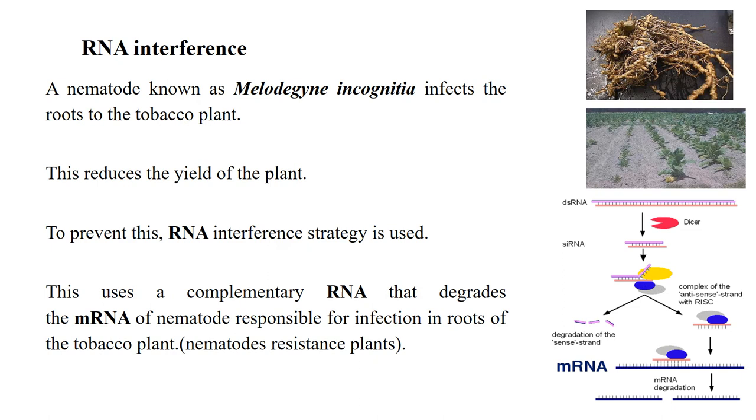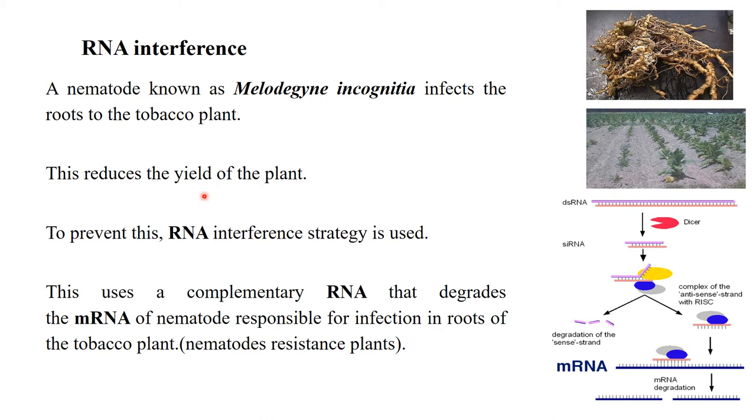RNA interference. We have discussed RNA interference in the application of biotechnology in medicine. RNA interference mainly interferes with the RNA. It is mainly used to control the nematode that attacks the tobacco plant. As you know, tobacco plant is a cash crop. It is a very high source of revenue. The nematode known as Meloidogyne incognita infects the roots of tobacco plants. This reduces the yield of the plant.